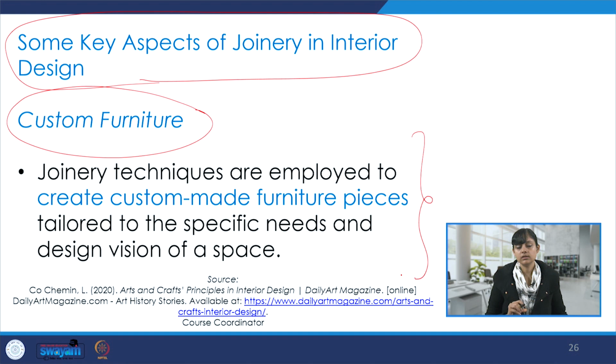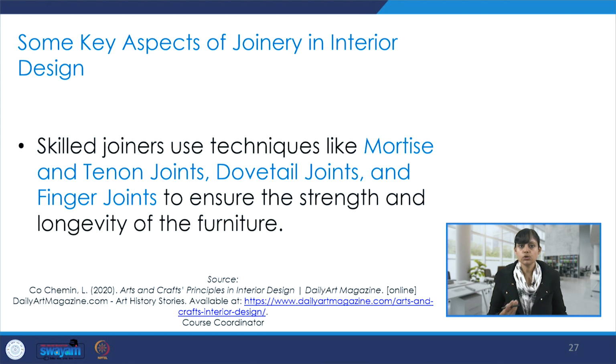I'm a big admirer of Japanese joinery and I love the works of architect Bijoy Jain, and the kind of joinery details and the kind of approaches that we see in the works of Mr. Jain. They are very, very in depth, detailed, beautiful, functional, and quite interesting and experimental. Skilled joiners use techniques like mortise and tenon joints, dovetail joints, finger joints to ensure the strength and longevity of the furniture. So there are different kinds of joints that we use.